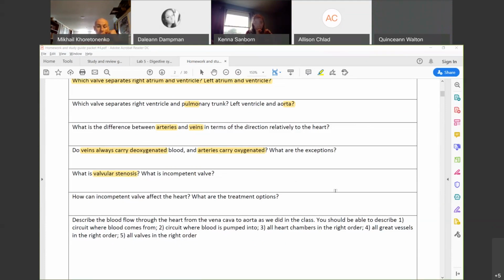So valvular stenosis is narrowing down. An incompetent valve is when the valve cannot close completely. Treatment options: you can replace the valve with an artificial valve or a cadaver valve or a pig valve.